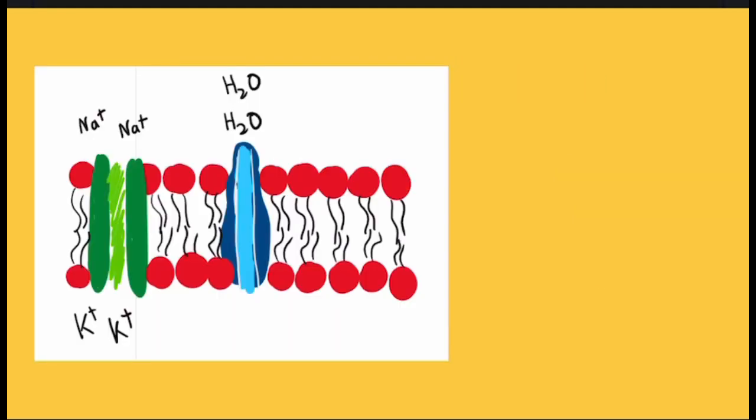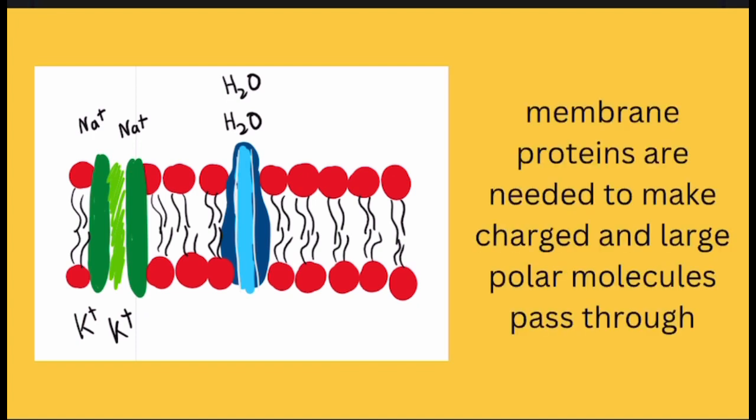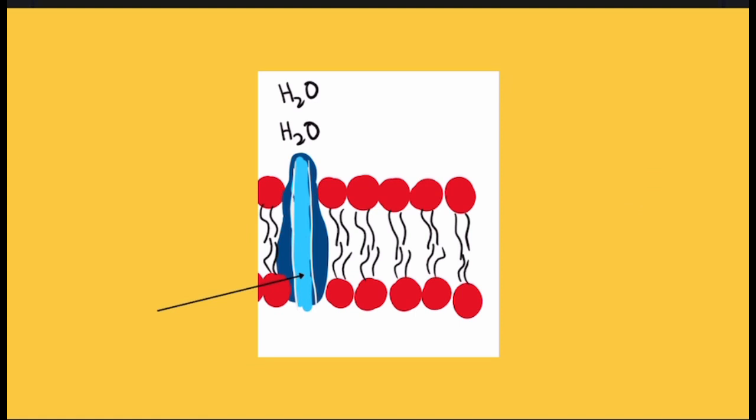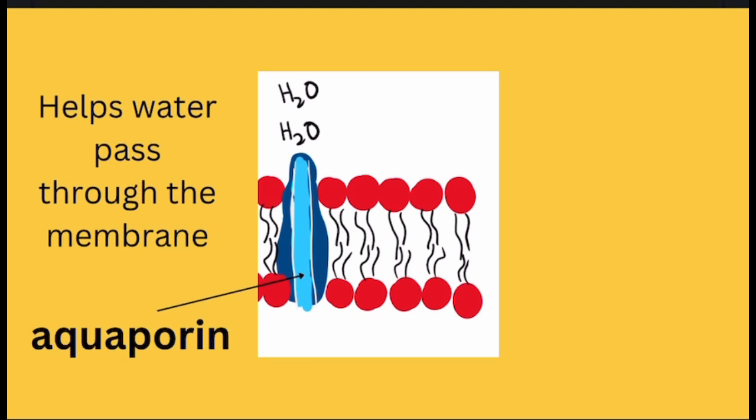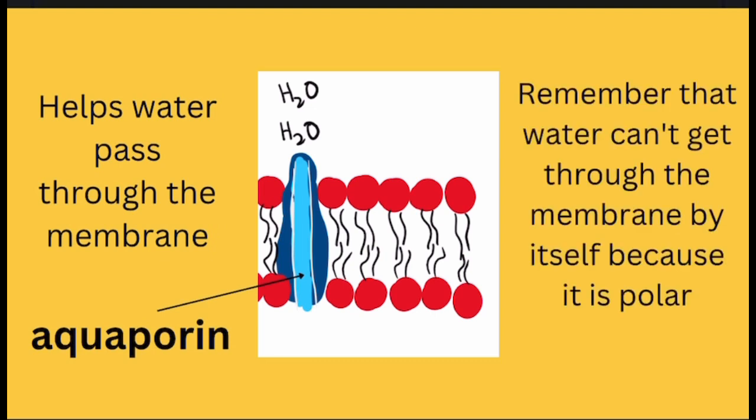Here we have an amazing drawing of a phospholipid bilayer. Recall earlier that small and nonpolar molecules don't need help to diffuse through the membrane, but large and charged molecules do. One example is with water, and there is a specialized protein called an aquaporin, which helps water diffuse through the membrane. Remember that water is a polar molecule.